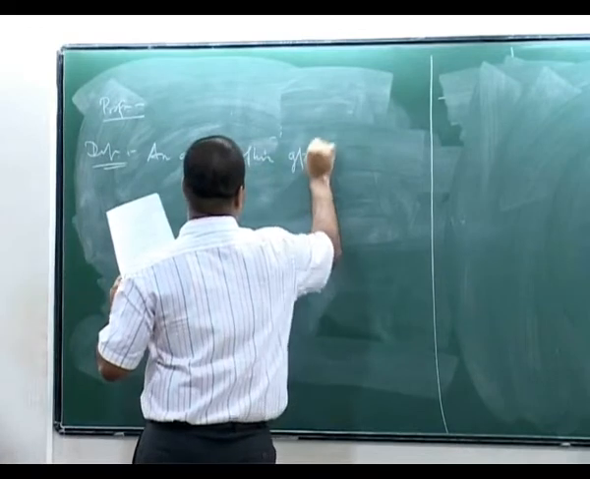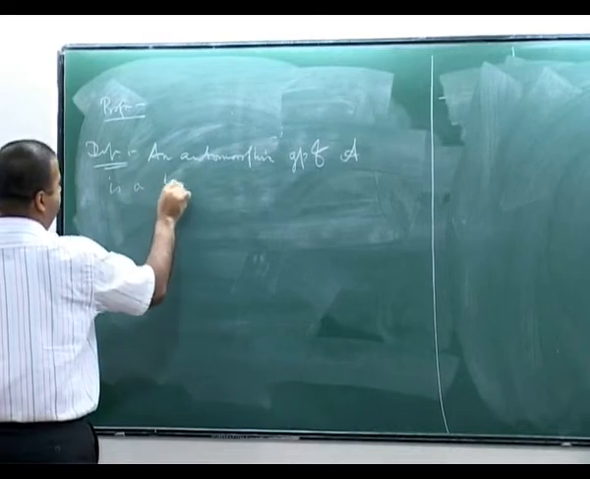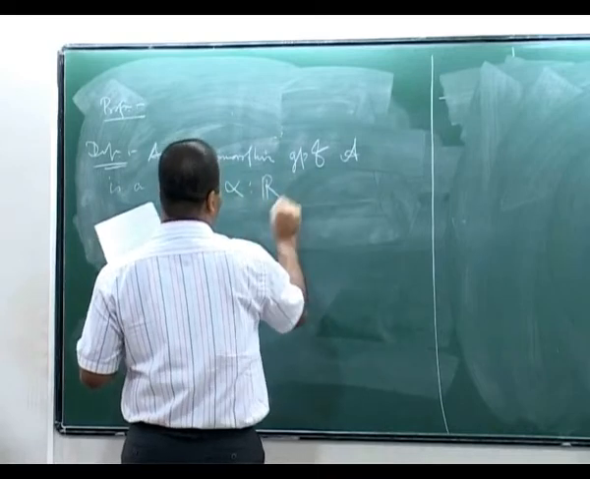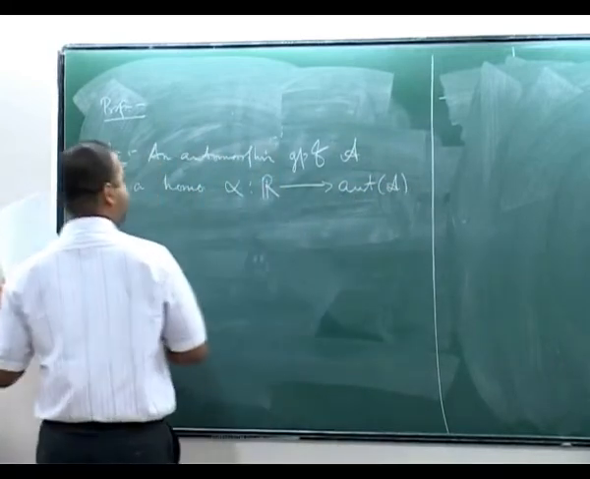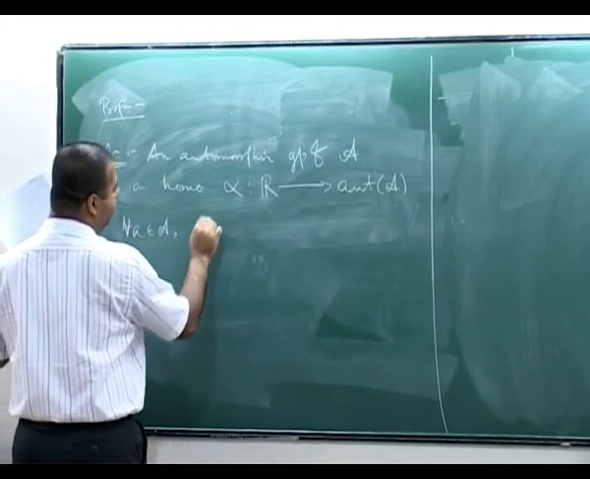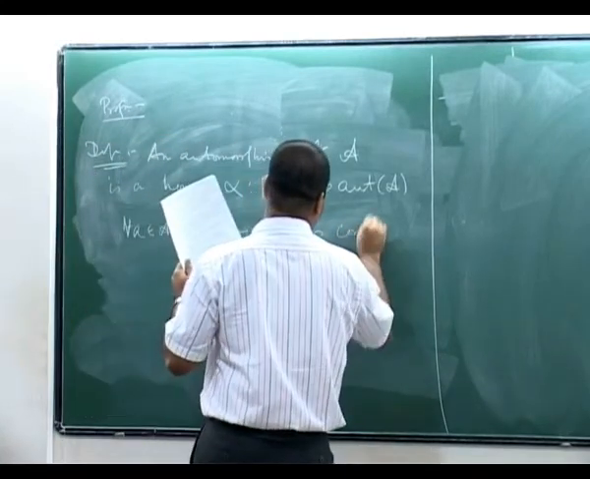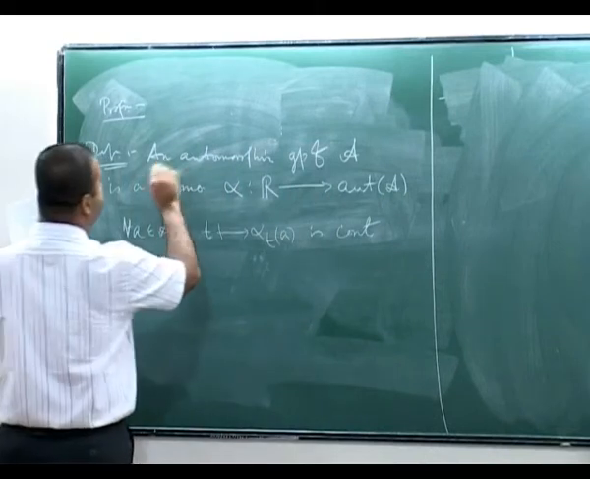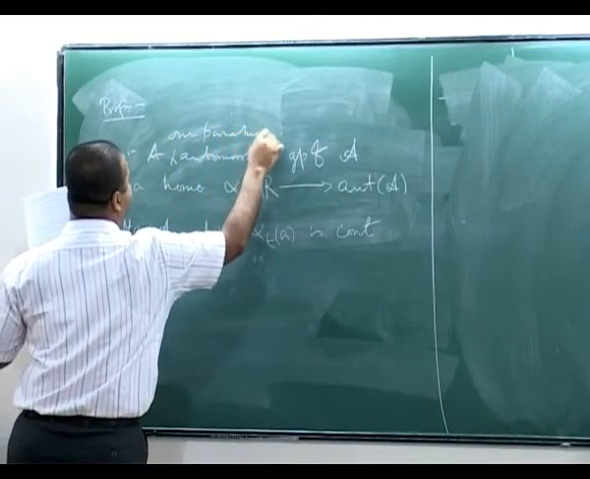An automorphism group of A is a homomorphism alpha from R to automorphisms of A such that for all a in A, this map t going to alpha_t of a is continuous, and this is called a one parameter automorphism group.